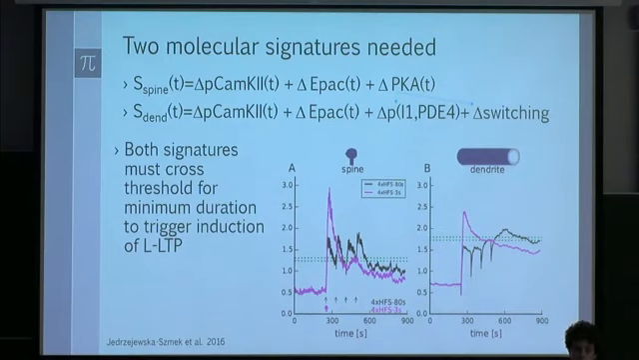Okay, so what we discovered with lots of simulations and analysis of the molecule outputs is that we need 2 molecular signatures. So what we're going to do is add up the phosphorylated CaM kinase, the activated EPAC, and the activated PKA in the spine. And we'll also do the same thing in the dendrite, though in the dendrite, we're going to separate out the PKA into 2 terms. One is the phosphorylation of this inhibitor 1 and phosphodiesterase, and the other is this switching term. And to produce LTP, both of the signatures have to cross this threshold for a minimum duration.